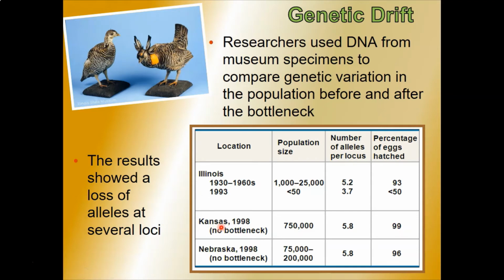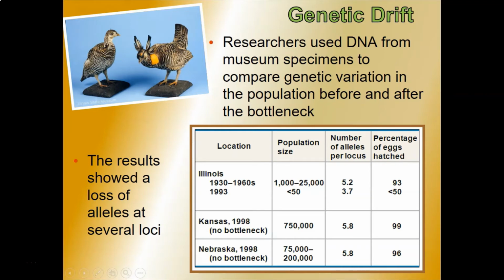And if you look here, Kansas, 1998, they didn't have a bottleneck event. Look at their population size, it's really big and healthy. That's even better variation than before bottlenecking in Illinois. And the percentage of eggs hatched, very nice, right? So the prairie chickens in Kansas are doing well. Look at Nebraska, same thing, no bottlenecking, decent population, and number of alleles looking good again, and pretty good egg hatching rates.